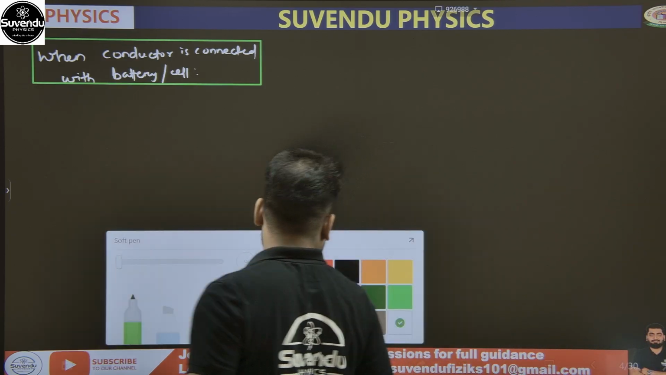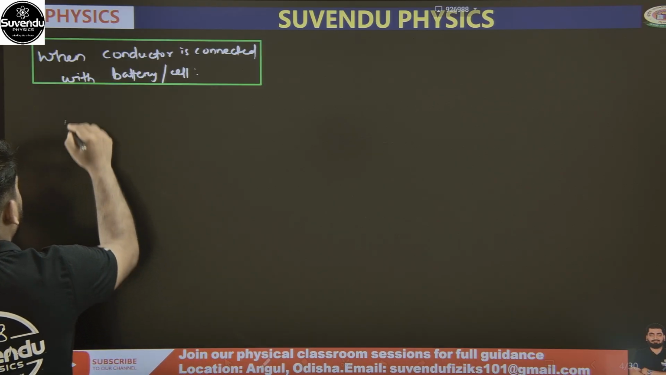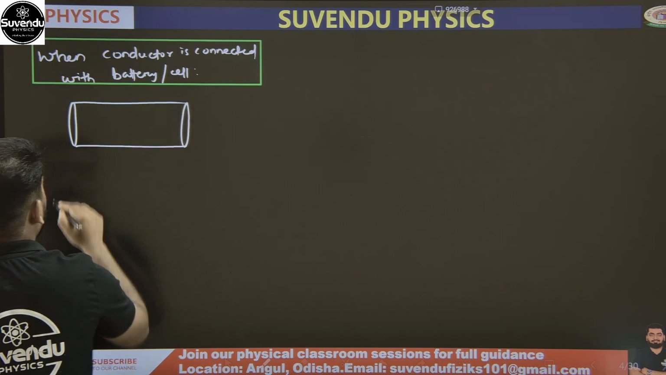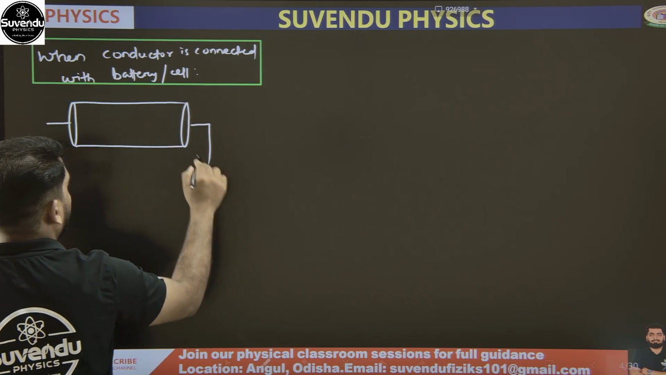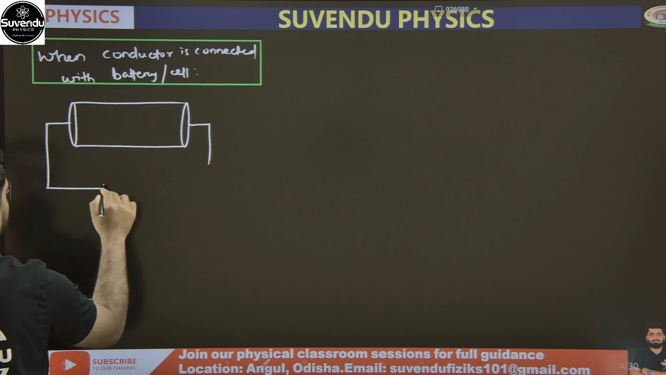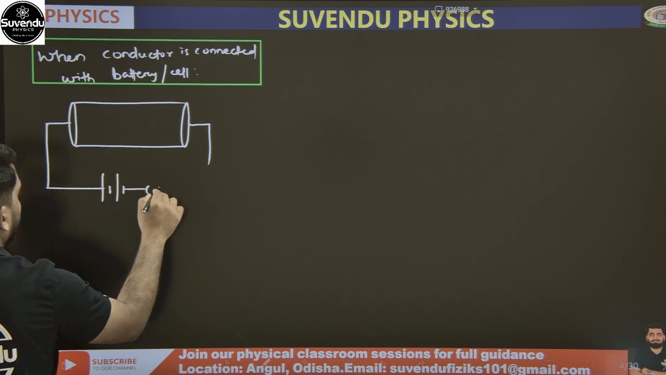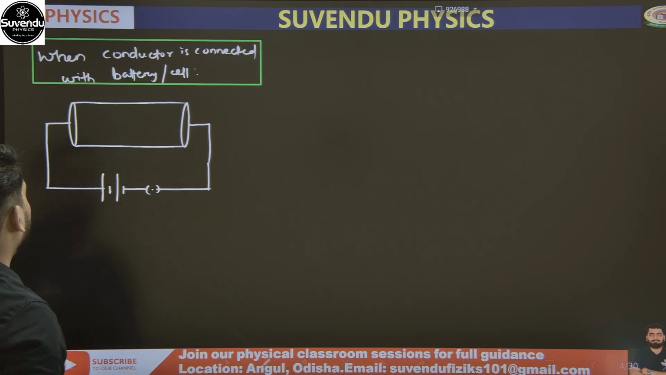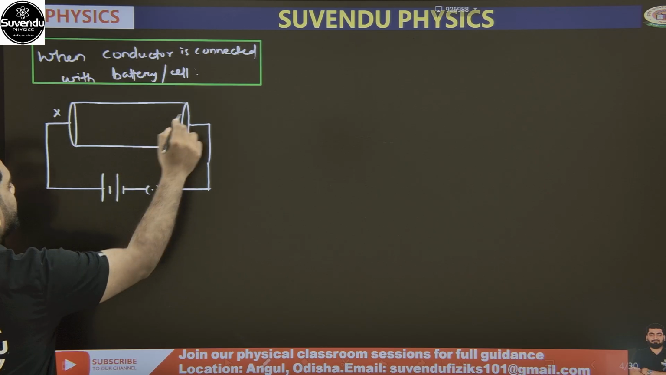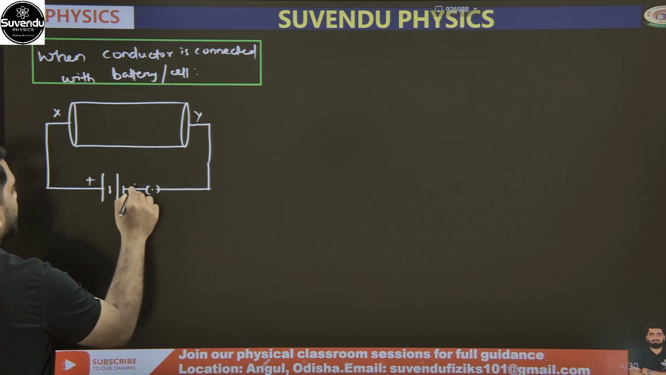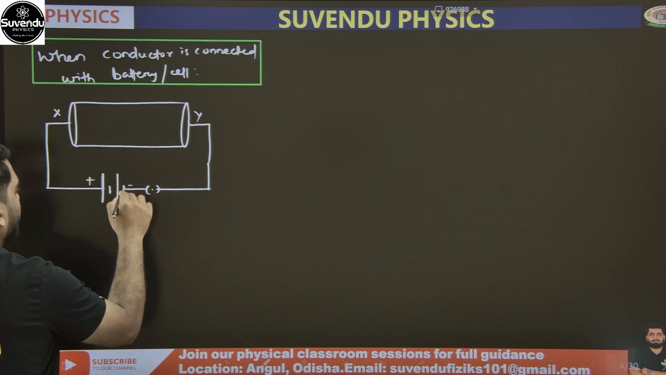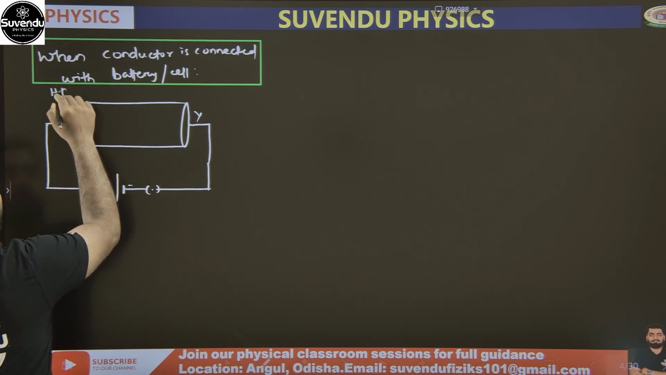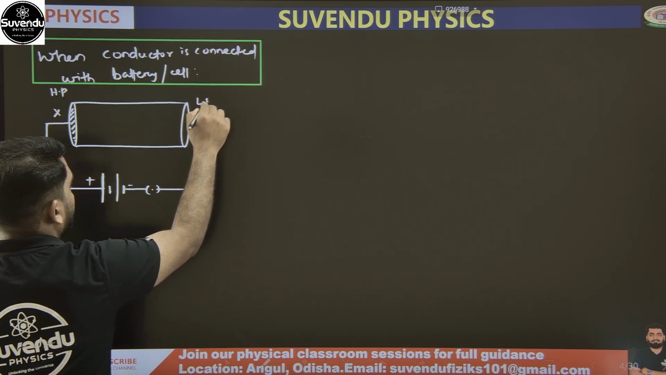So here, what we will discuss? Let us think this is our conductor. Let us think this is our current carrying conductor, and it is now connected with battery or cell. Let us think this is battery. Combination of cells in series is termed as your battery. When the conductor is connected with battery, what you will observe? Let us think this end is X, this end is Y. So this is positive, this is negative, that is this one is your higher potential, this one is your lower potential. So end X becomes higher potential region and end Y becomes low potential region.